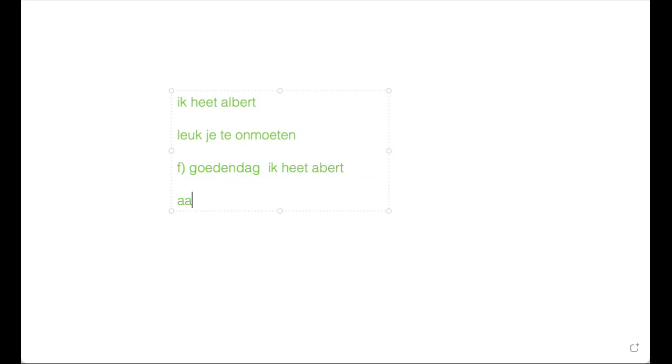Aangenaam. Repeat after me. This is my Goedendag. Ik heet Albert. Aangenaam. Aangenaam is what we say when we say it's nice to meet you in terms of a formal phrase. You can use it anyways. Leuk je te ontmoeten is your informal phrase of nice to meet you. Aangenaam is your formal phrase of nice to meet you.